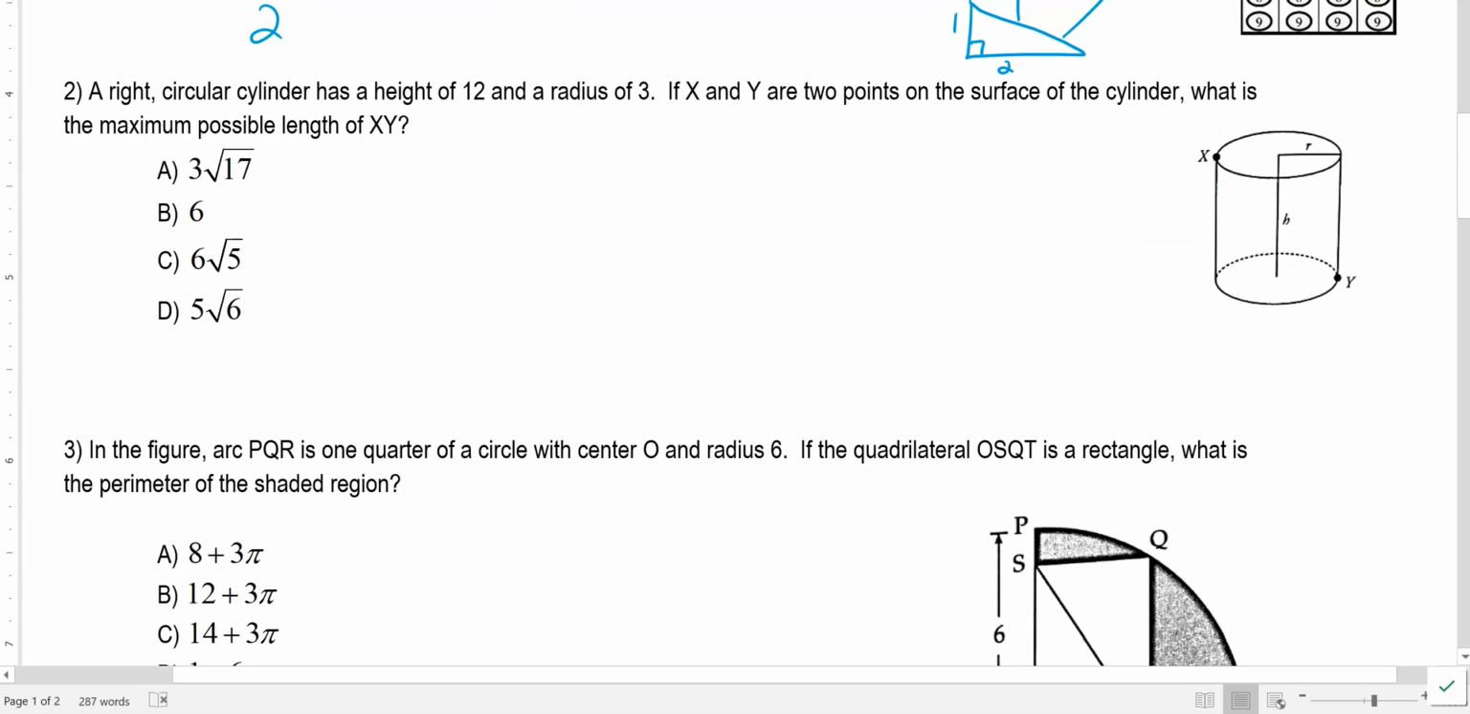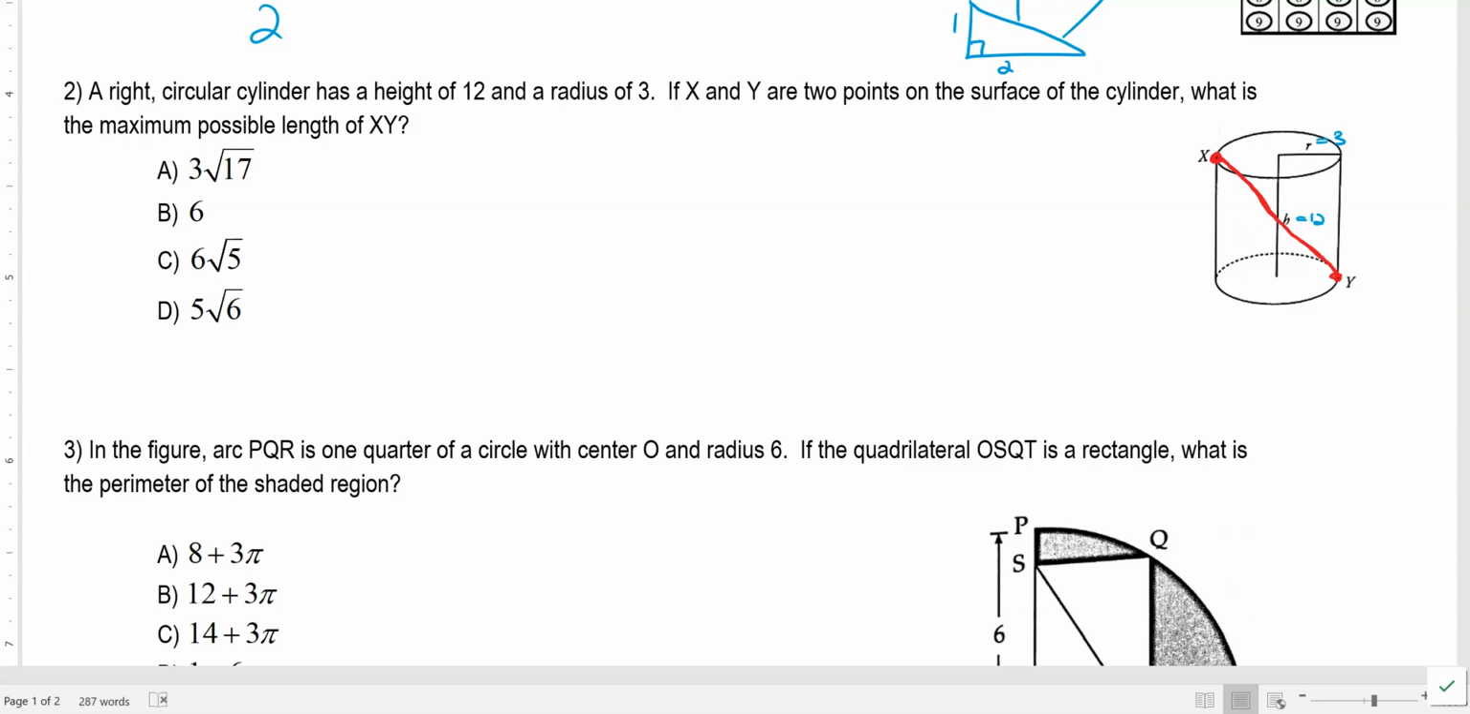Number 2, a right circular cylinder has a height of 12, so we know that the height, this right here, is 12, and a radius of 3, so this is going to be 3. X and Y are points on the surface of the cylinder. What is the maximum possible length of XY? Well, the furthest apart they could be is this diagonal right here, because they're giving us this point X and this point Y.